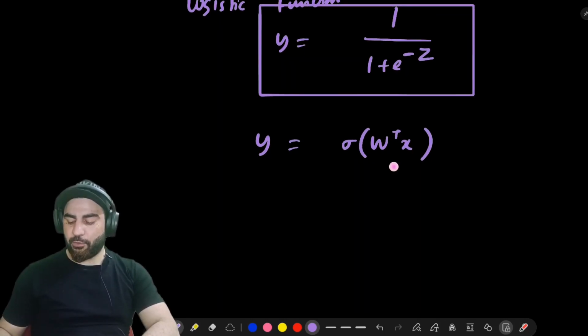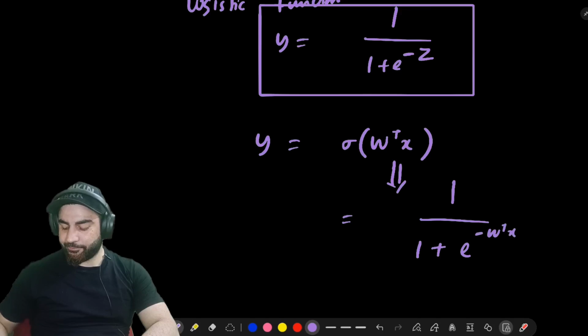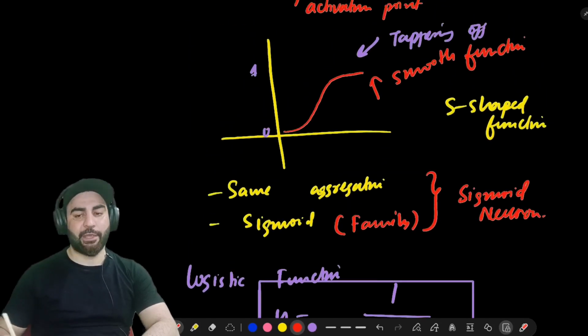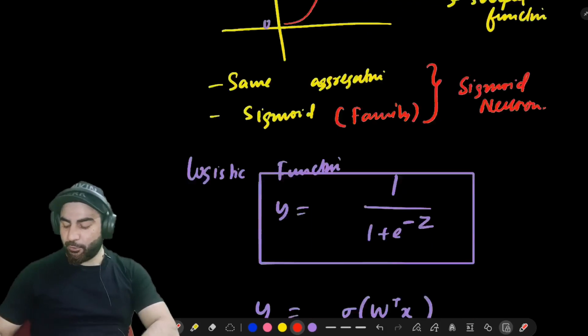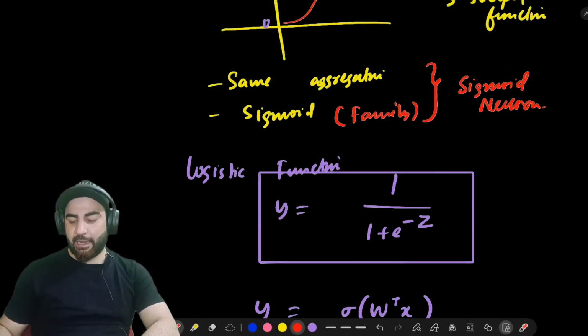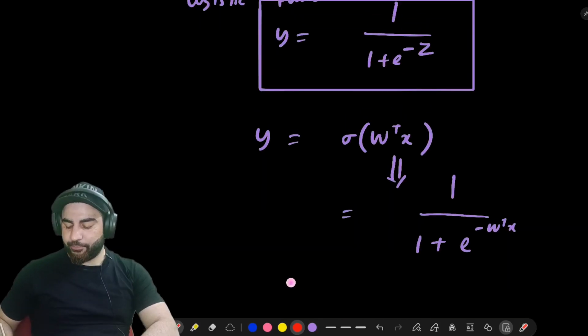So what is the value of this? It will be equal to 1 divided by 1 plus e to the power minus w transpose x. This function will have this behavior. You can change this w naught, w1, w2, and you can expand it, and it will contain this behavior. The beautiful thing about this is that it gives values between 0 and 1. So this sigmoid function gives values between 0 and 1.